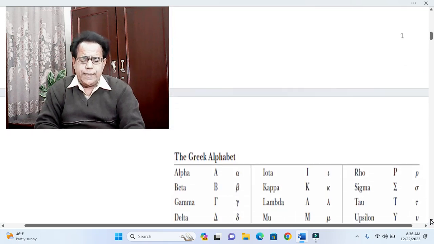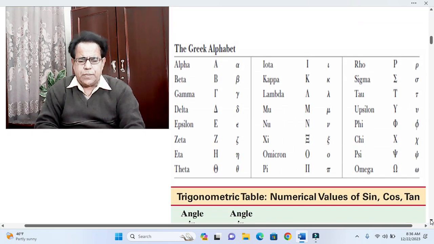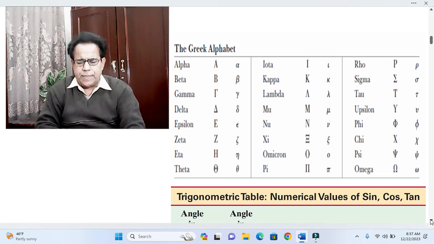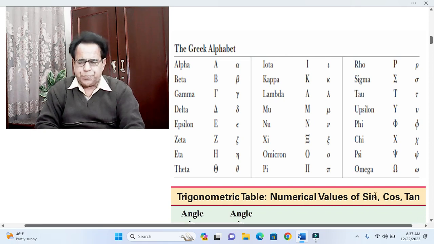Dear students, the next snapshot is about Greek alphabets. The purpose of this snapshot is just to ensure that the Greek alphabet involved in this problem is pronounced properly. Here this symbol phi has been used. A similar symbol is psi. We should differentiate between phi and psi. In this problem phi has been used.